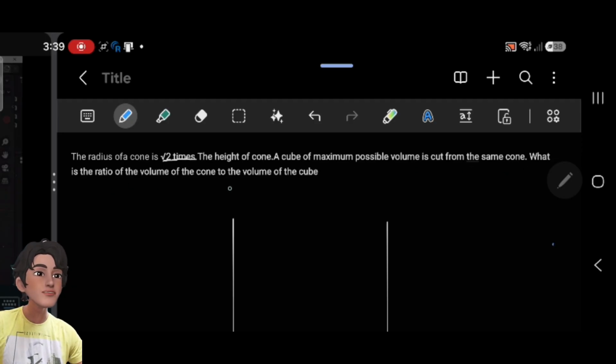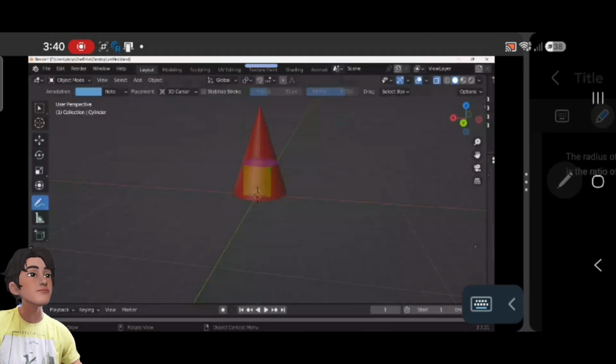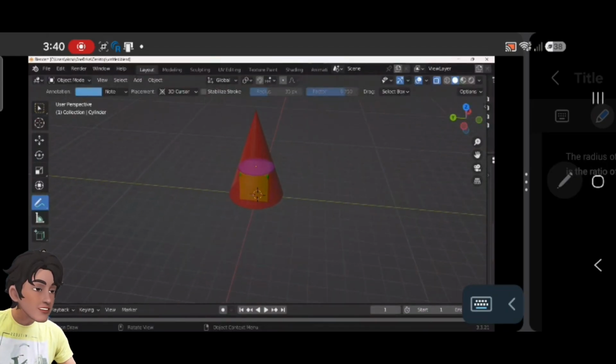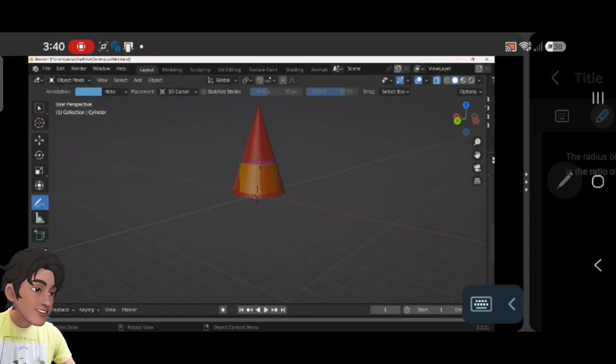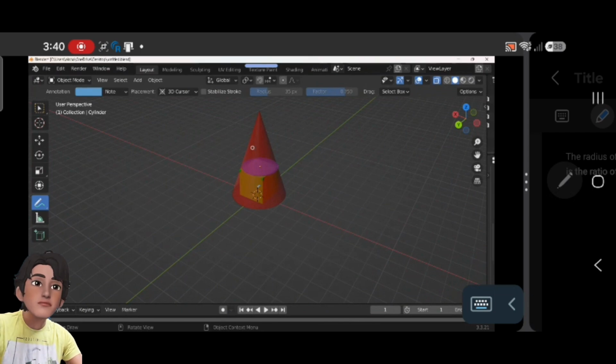Now let's view a 3D model which I had constructed for this. Yeah, it's right here. Here, as you can see, the green cube is carved out of this red cone. As you can see, this is the largest possible volume which can fit inside the cone, as given in the question.